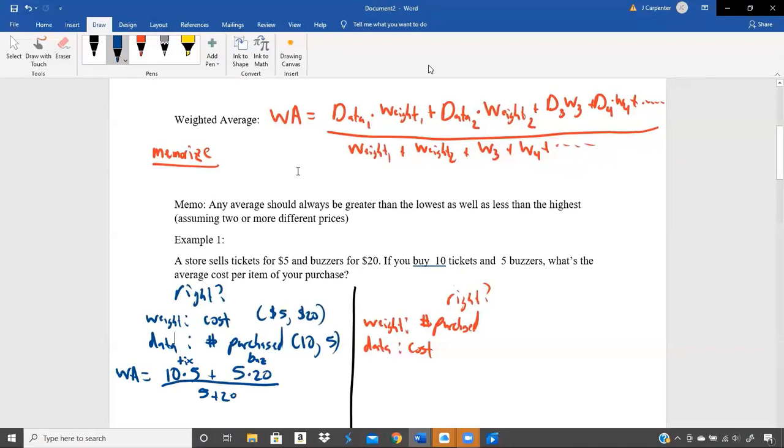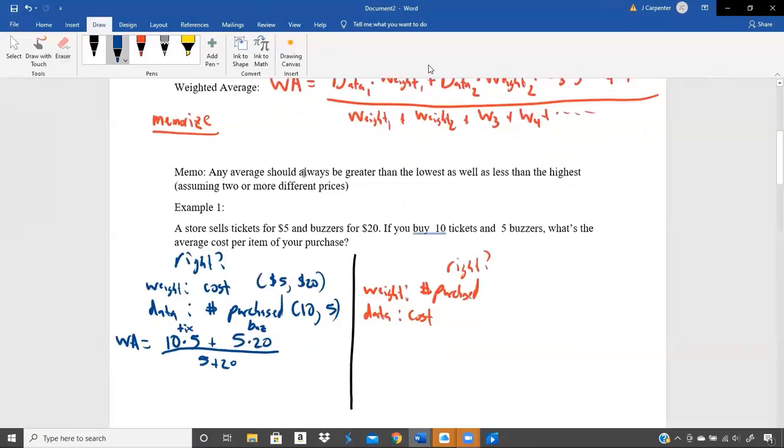Now again, I'm not saying whether this setup is right or wrong. I'm saying let's just see what we get if we do it this way. All right, so weighted average. 10 times 5 is 50, plus 5 times 20 is 100, and then over 5 plus 20 is 25, but I'll wait till the next step to actually show that. 50 plus 100 is 150, 5 plus 20 is 25. And then we're going to do 25 into 150, which is 6 times.